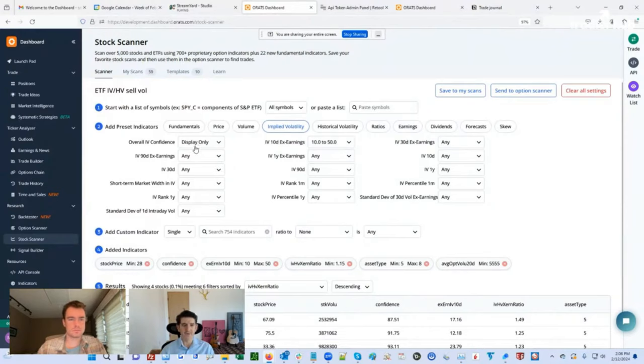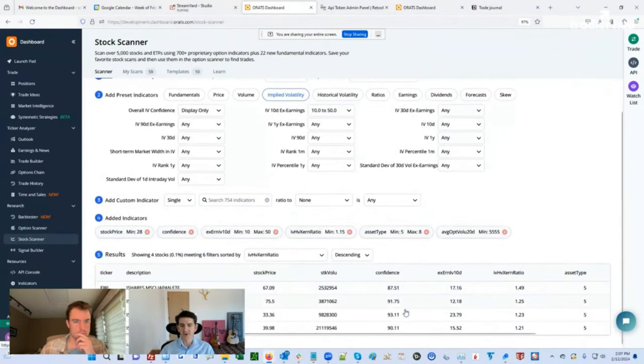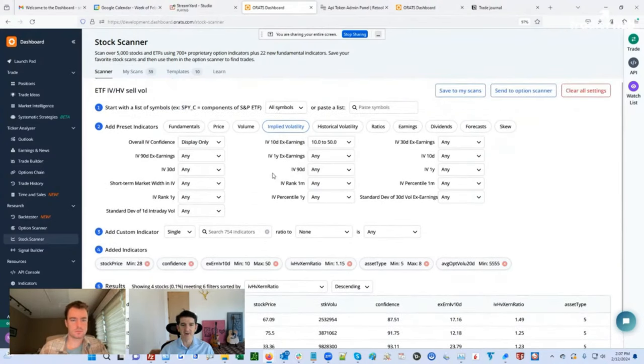We're showing what the confidence is. So confidence is how many options are there in the option chain that we can use to create these at-the-money volatilities. It ranges from 0 to 100. So these are all pretty high that they're finding right now.